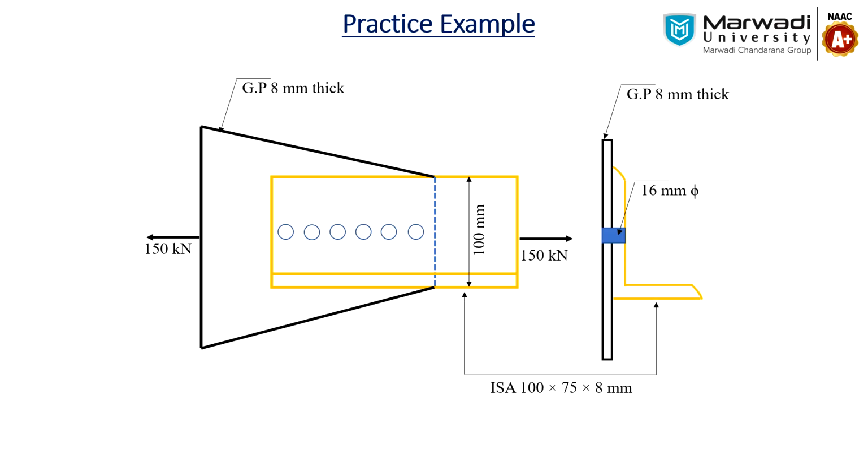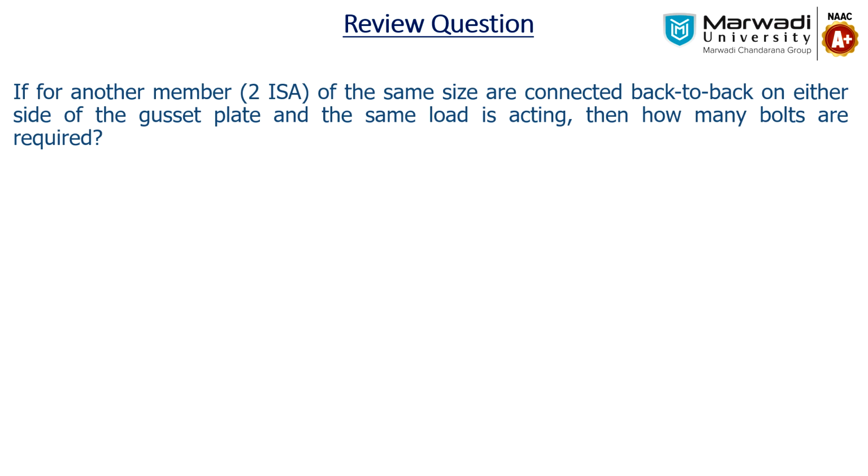Before concluding, there is one review question; just think about it and give your answer in the comment section. If the same amount of load is acting, but in place of one ISA, two Indian Standard Angle sections are connected back to back on either side of the gusset plate, how many bolts are required and what is going to change from the design point of view? Just think about this answer, and we will meet in another video session.